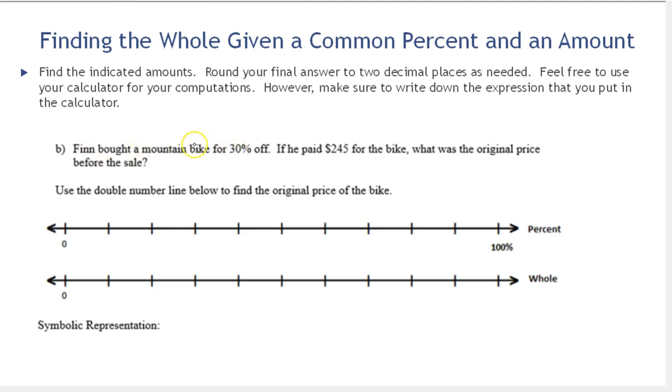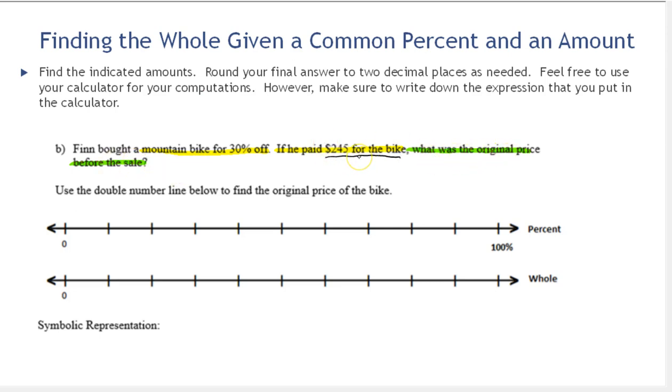Finn bought a mountain bike for 30% off. If he paid $245 for the bike, what was the original price before the sale? So let's think about what our percent, our part, and what our whole are. Now notice this says he paid $245 for the bike, and we want to find the original price before the sale.